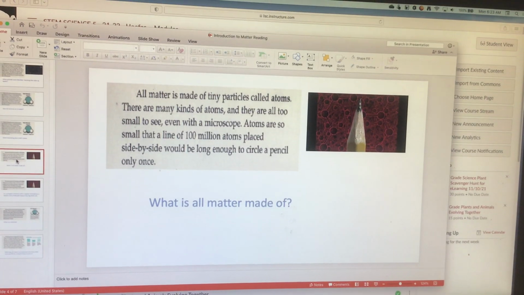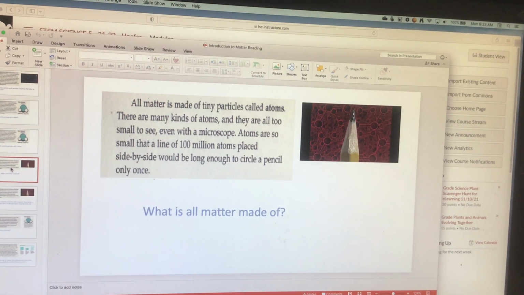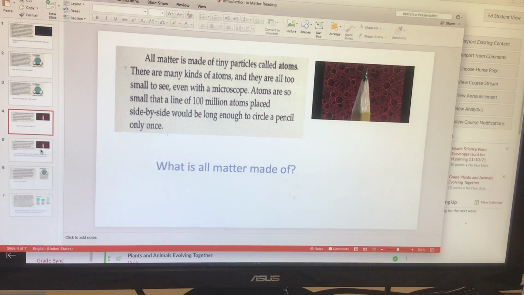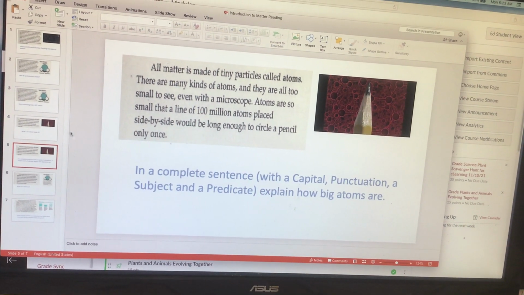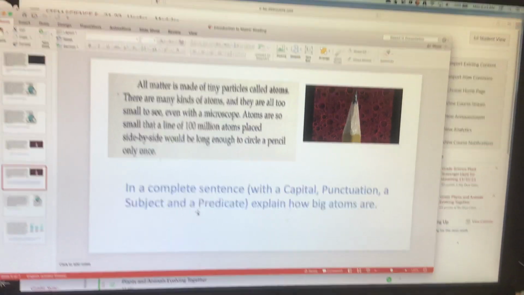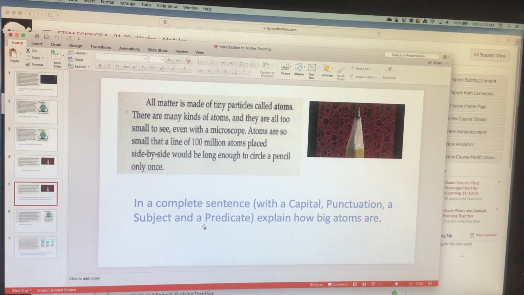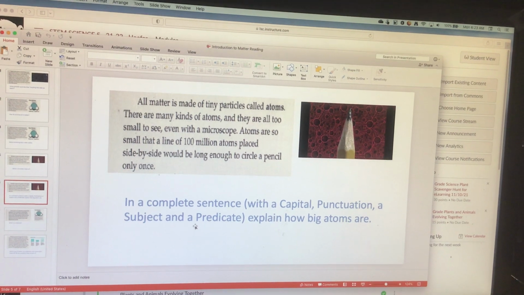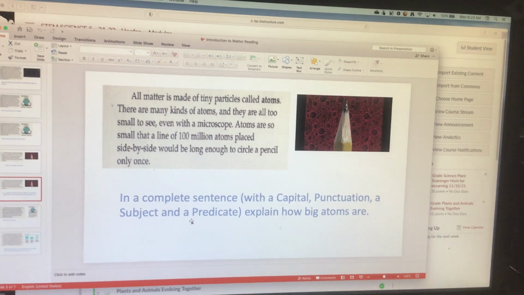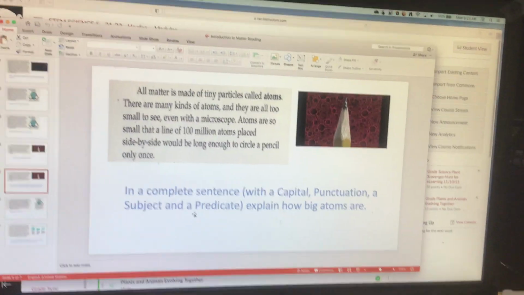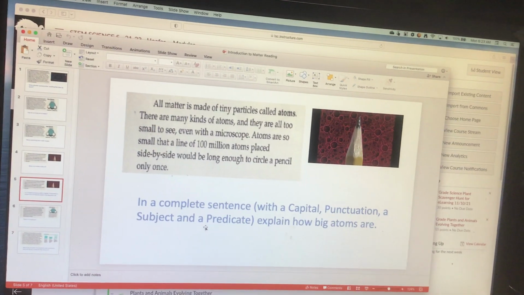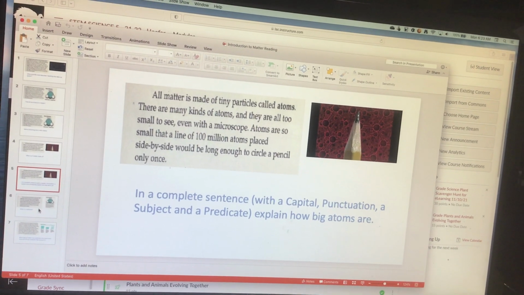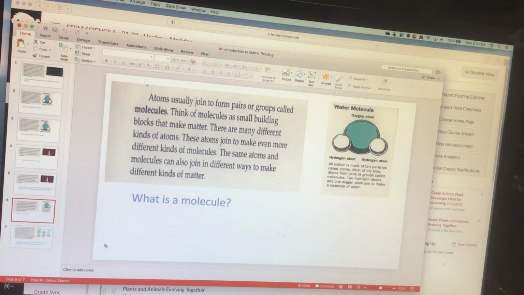First question it has here is, all matter is made of what? What are the little pieces that make up all matter? Next question, it's the same reading, and it says, in a complete sentence with a capital, punctuation, a subject, and a predicate, explain how big atoms are. What that means, you have to write a full sentence. You have to say, atoms are, and then go on to describe how big they are, and then put a period at the end.